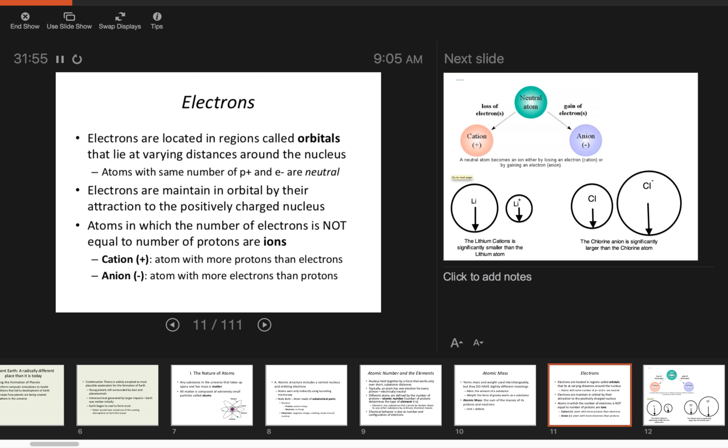Cations have more protons, and they're both consonants. Anions and electrons are both vowels. Oh, nice.